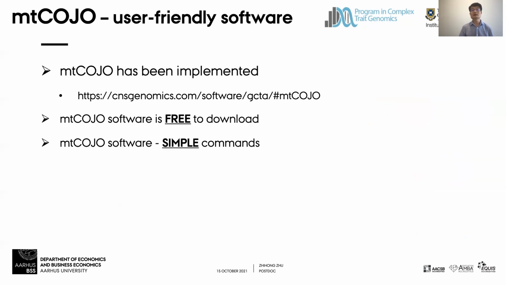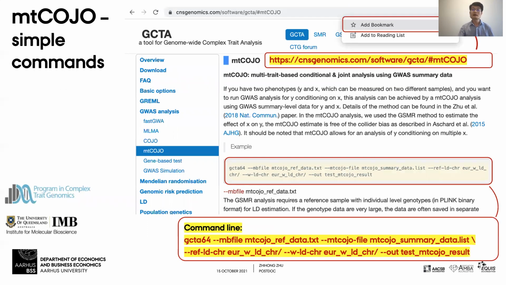The MT-Kojo method has been implemented in software, free to download and easy to use. The MT-Kojo software only needs GWAS summary stats. The command of MT-Kojo is very simple. Press enter and the analysis will be finished in a few minutes.